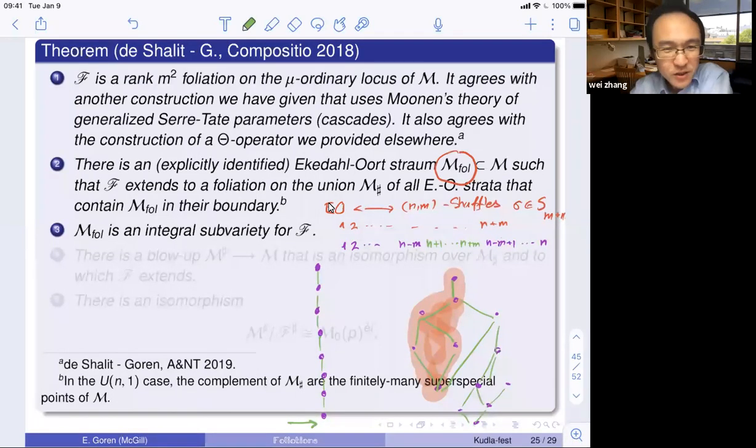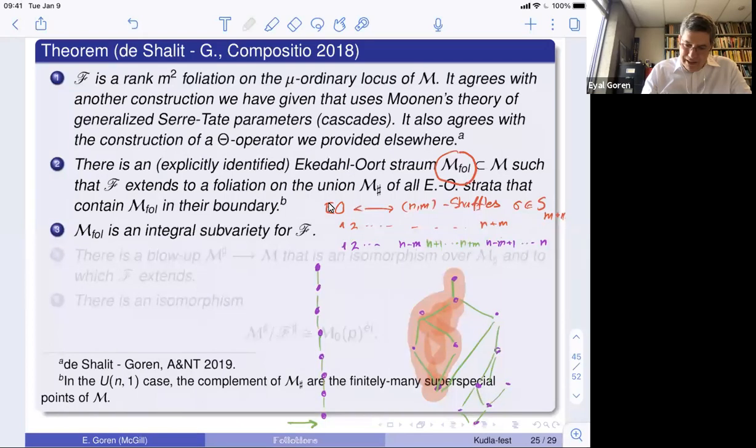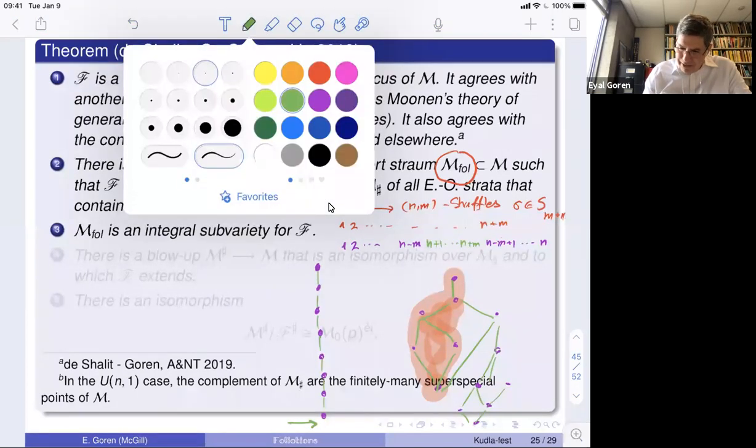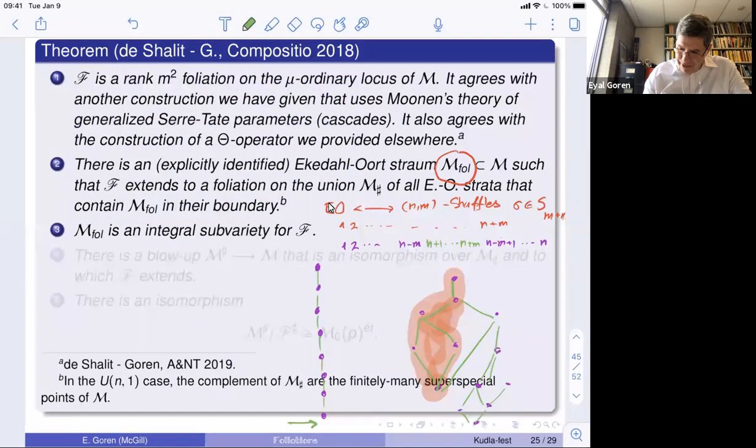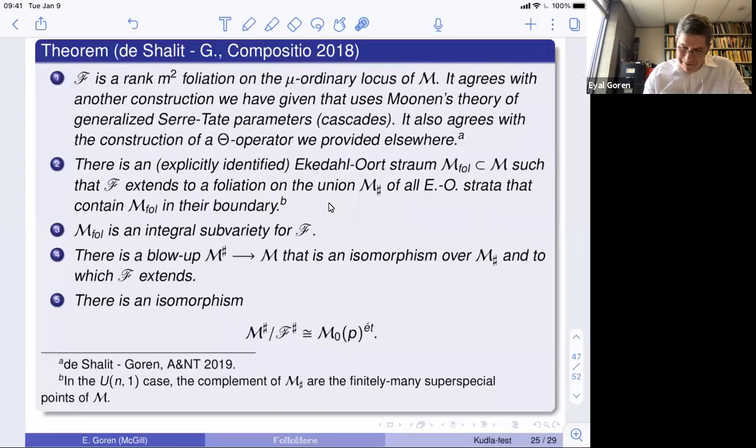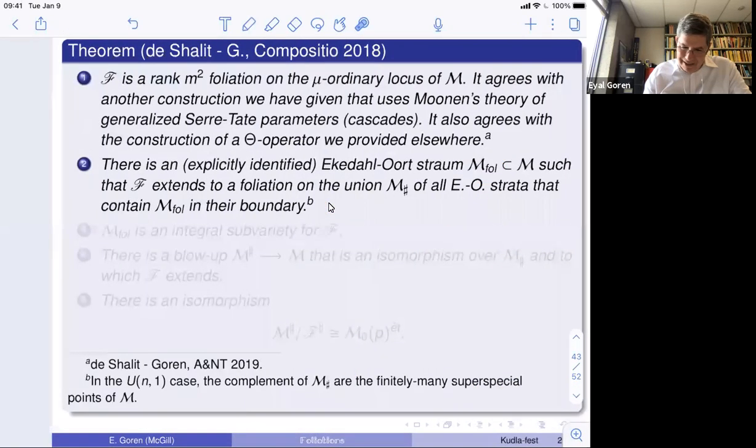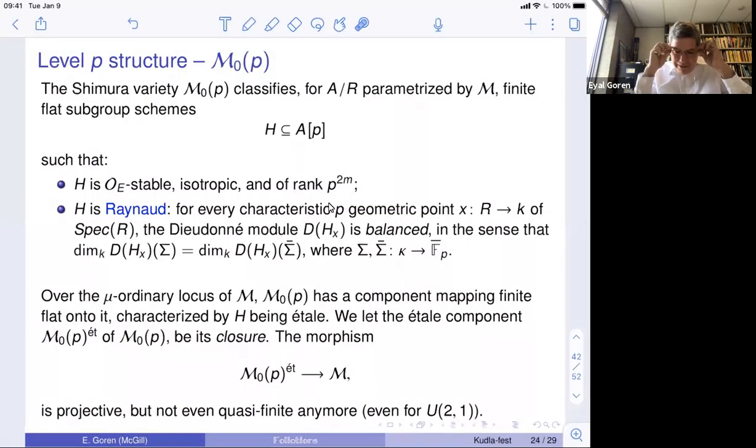Yes. Which level structure are you using? You mentioned it, maybe you skipped that page. Which level structure for that moduli problem? It's a tiny bit technical.